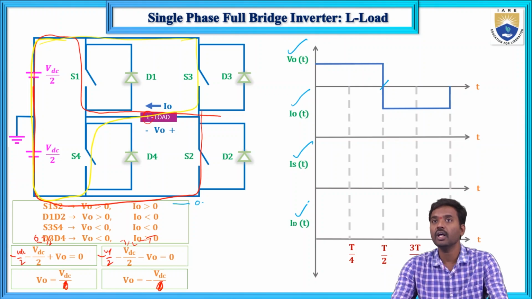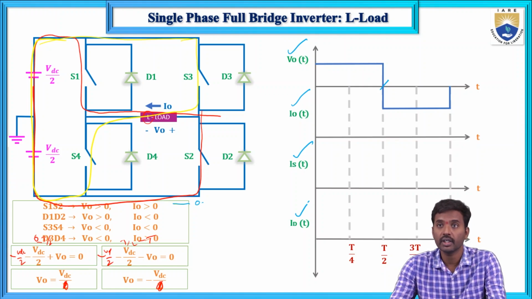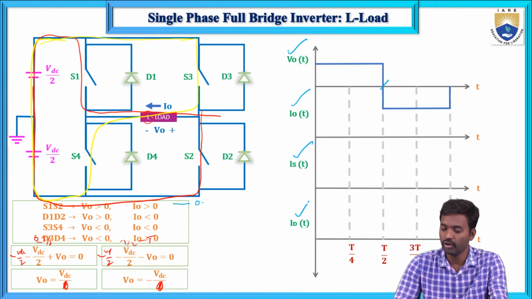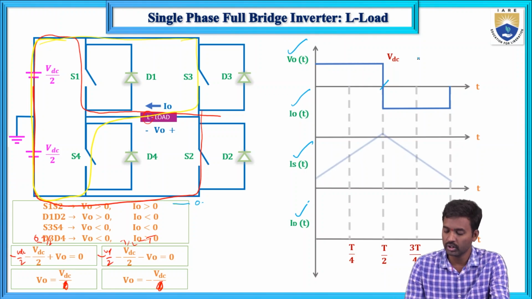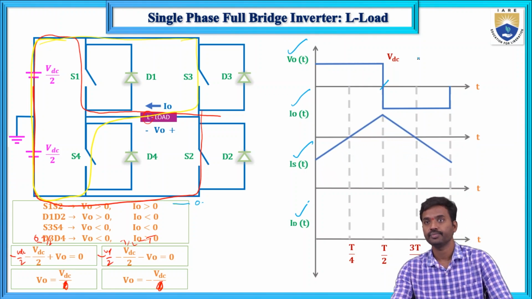But here any DC excitation is given to a pure inductive load, so you will get the output current as a triangular waveform. If any excitation is given to a pure R load, you will get the same type of waveform, that is a square wave. But here you are getting the triangular waveform. So this output voltage is here a triangular waveform.